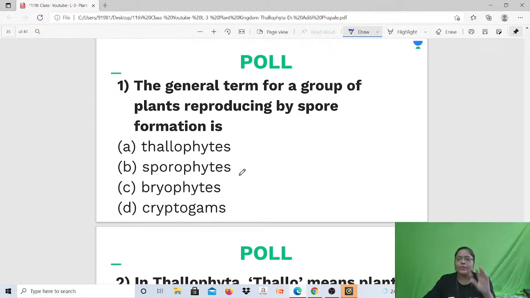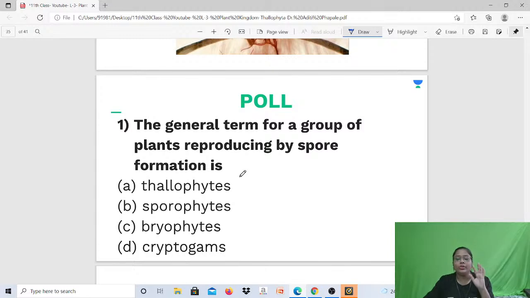This poll is based on whatever I have taught you up till now. In today's lecture, whatever I have taught so far, this poll or this quiz is based on that. So be ready. If you know the answer, please write it in the chat box. Okay?